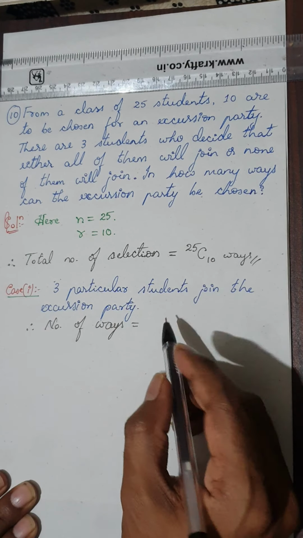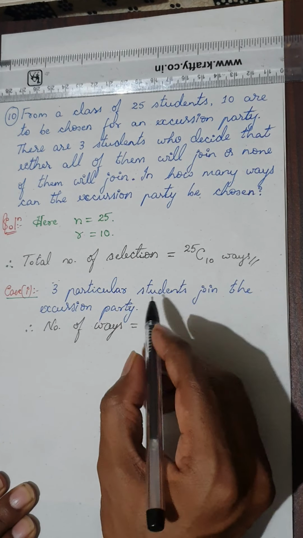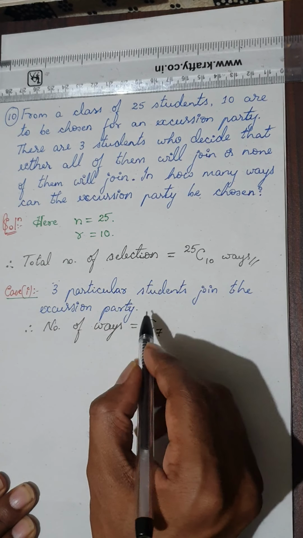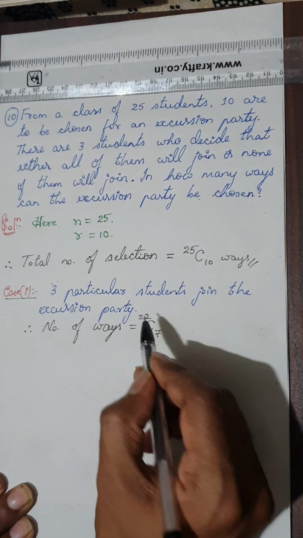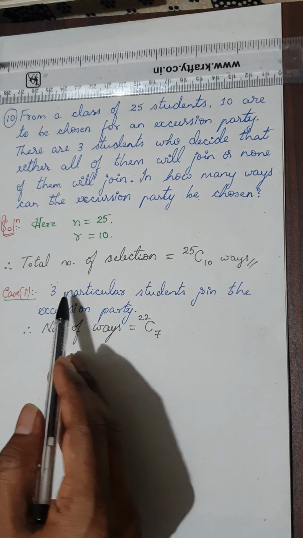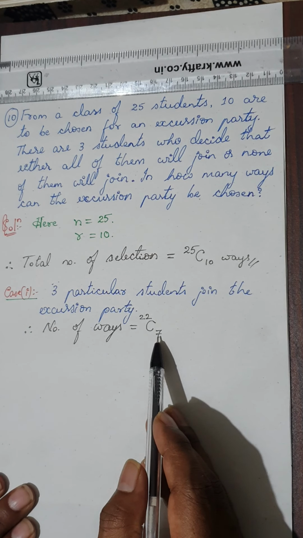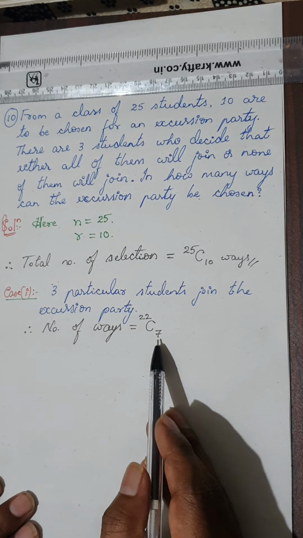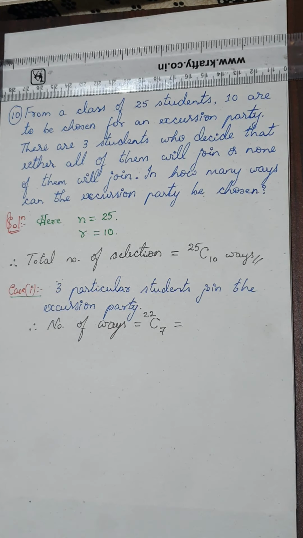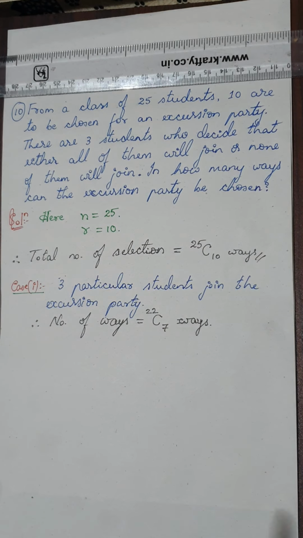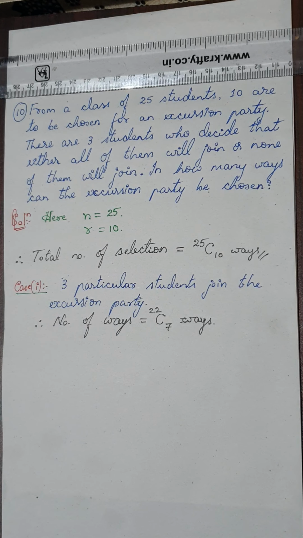So 3 are already selected. So that means I have to select another how many? 7. Another 7 are selected from how many left over? 3 are already selected. So out of 25 take away 3, it is nothing but 22. Are you following? So if the 3 students join, then from the remaining 22 students, I can only select, I repeat, I can only select 7 students. Okay, so this can be done in 22C7 ways. Understood? So in this particular case, the first case, if the 3 are in, the combination here is 22C7 ways.